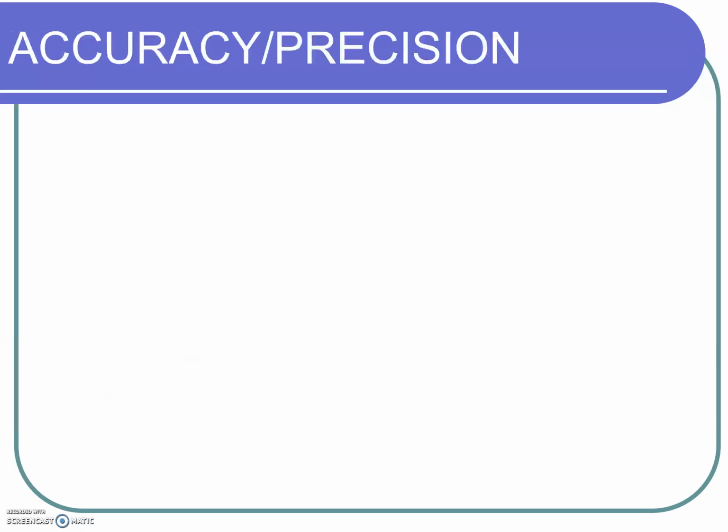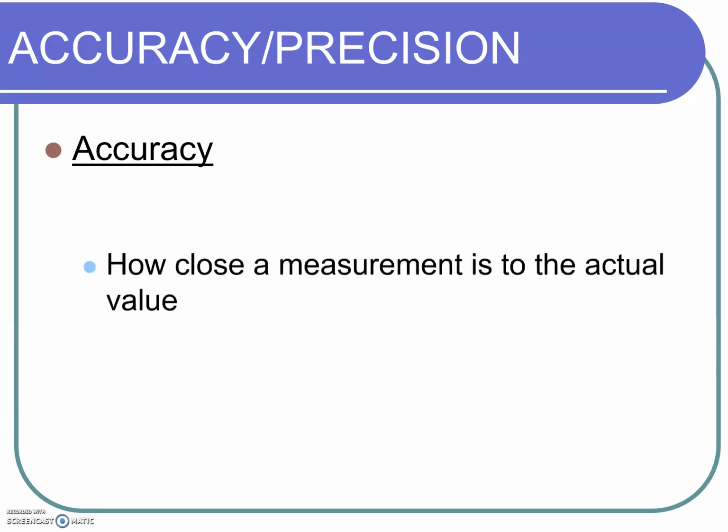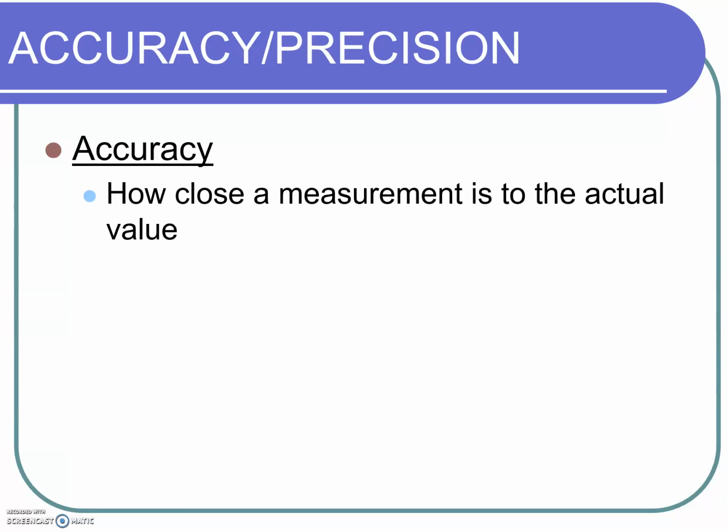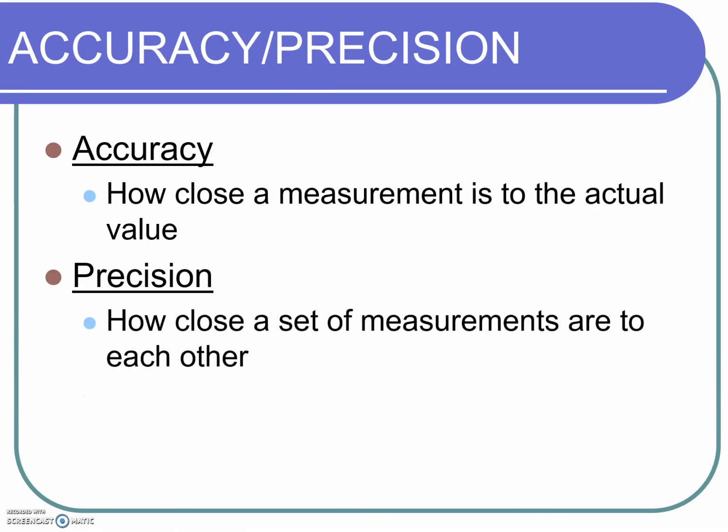Now in labs, we're going to comment on the accuracy and the precision of the data that we collect. Accuracy is how close a measurement is to the actual value. In other words, how close are we to the right answer? And precision is how close a set of measurements are to each other, or how reproducible our results are, or how consistent we are.